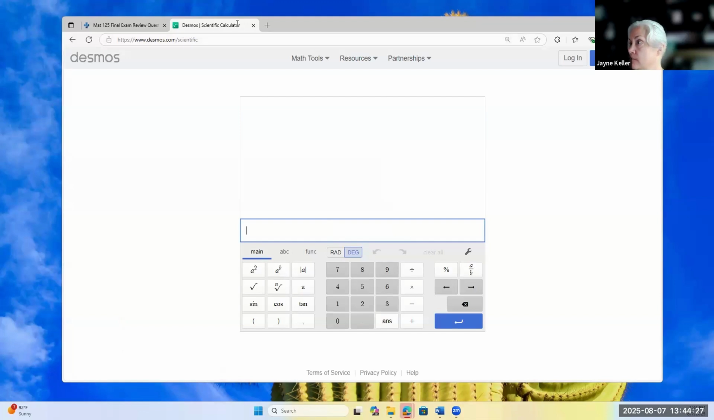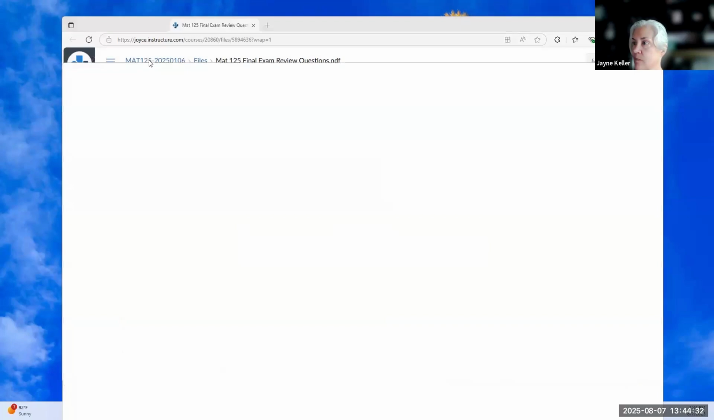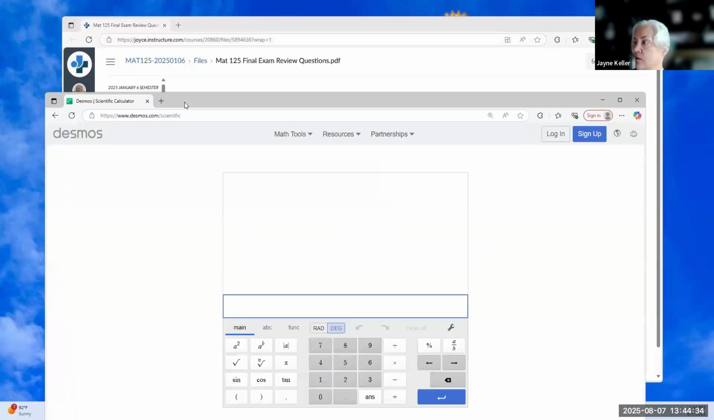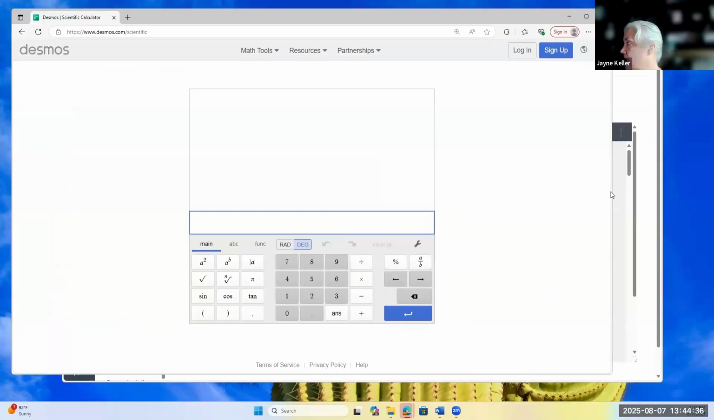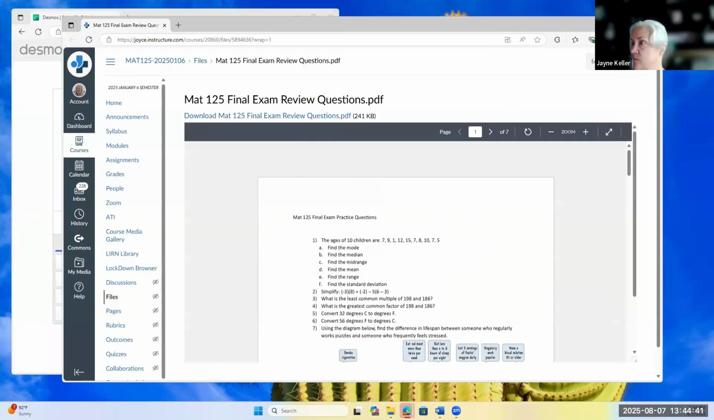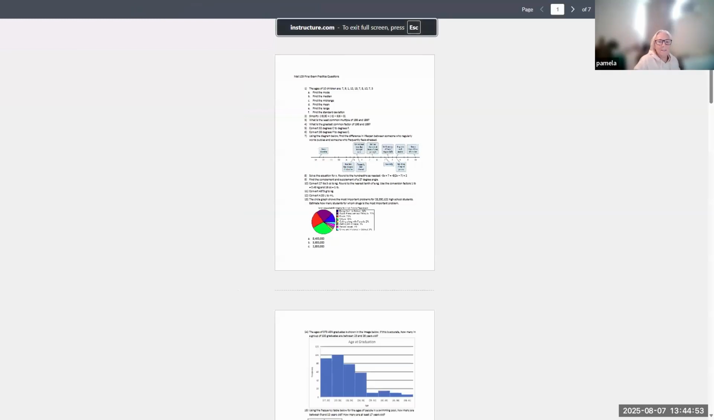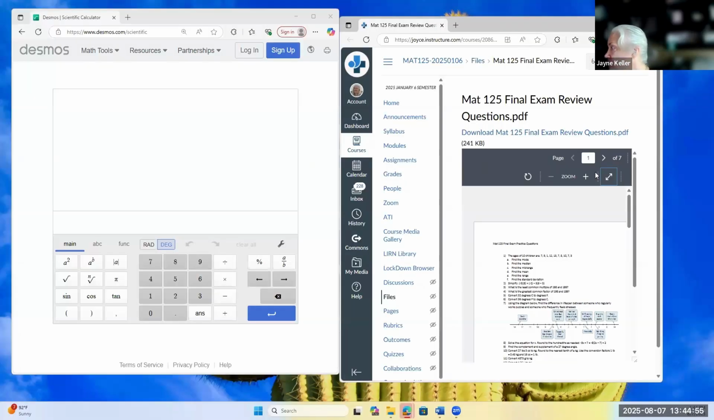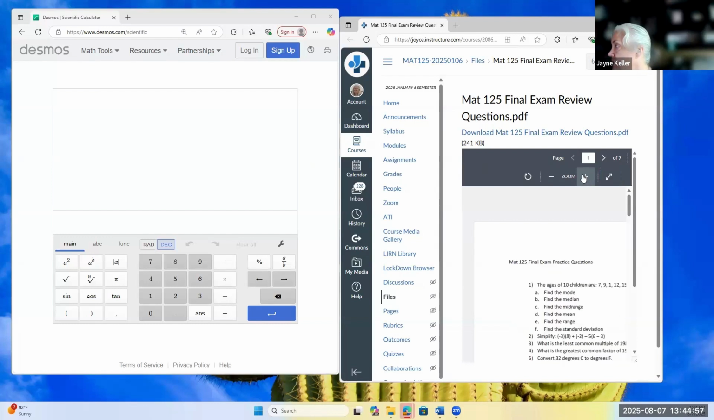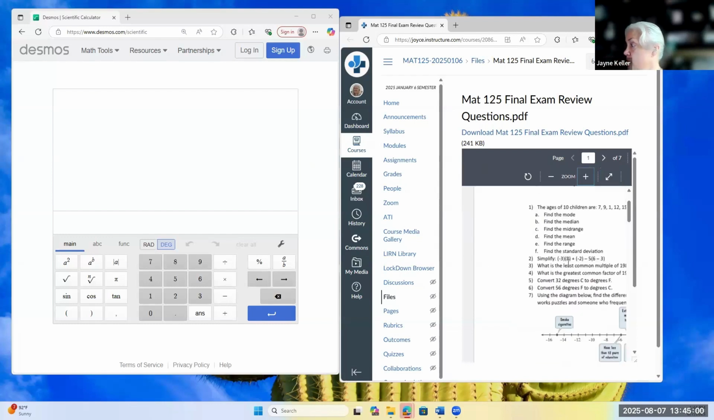So this is what the Desmos calculator will look like when you see it on the exam. So I'm going to separate that out over here. So you can see Desmos and the review questions now. Are you able to see both? Now they're side by side. I was trying to make this bigger, but okay, there we go. Okay. So number 2.